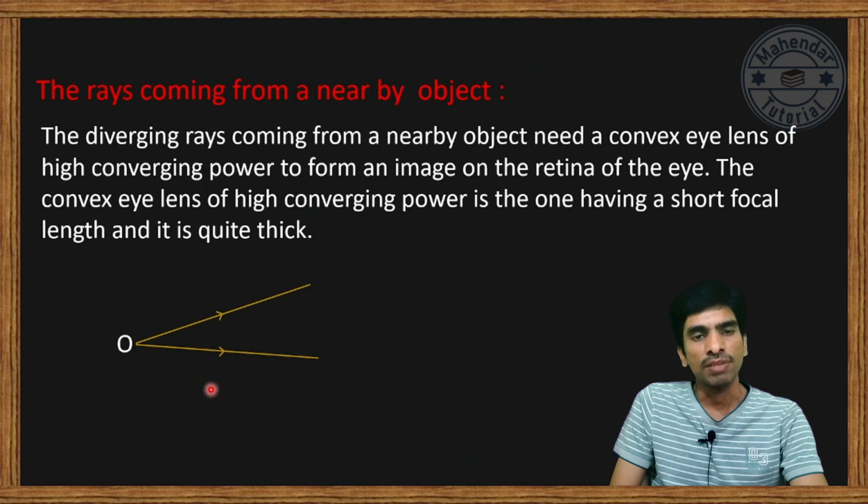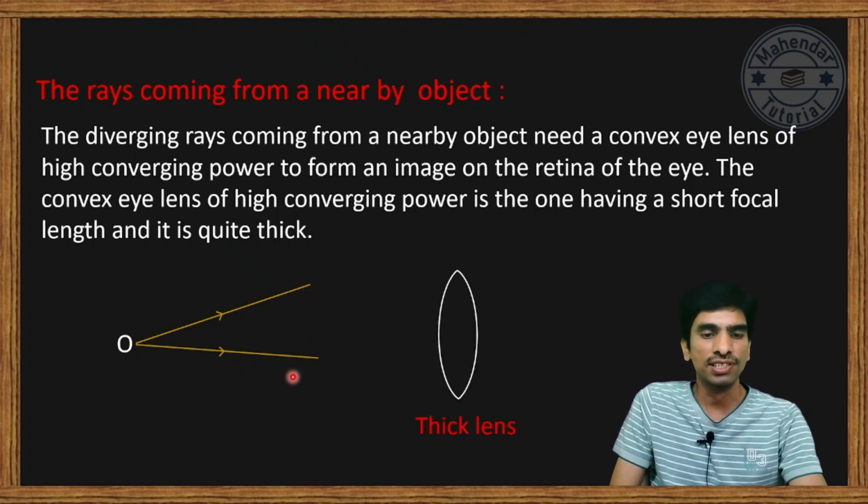And for the rays coming from nearby objects, for example when we are looking at close objects, to form the image on the retina we need a convex lens of high converging power. The convex lens of high converging power is the one having short focal length and it's quite thick. So this is the convex lens. It has a short focal length and it is a thick lens.